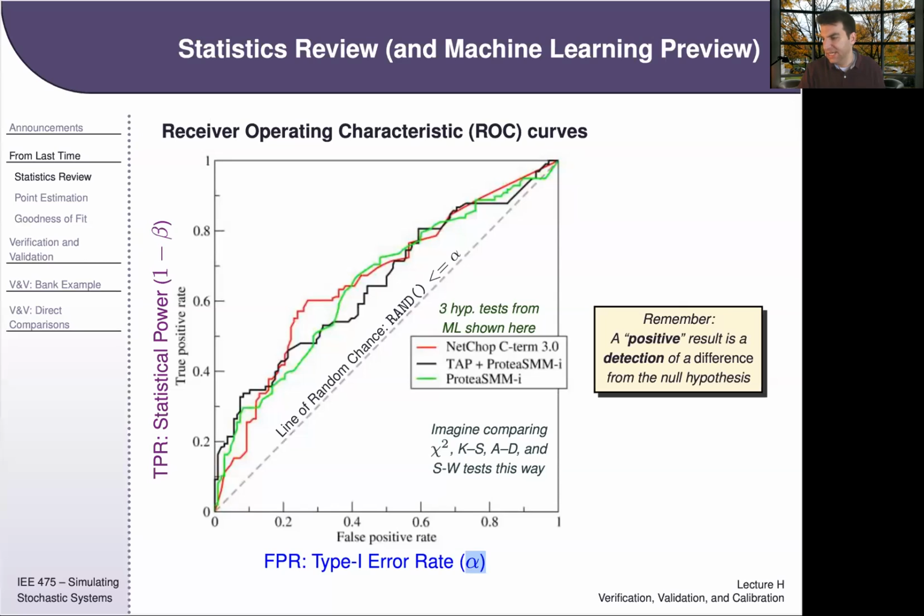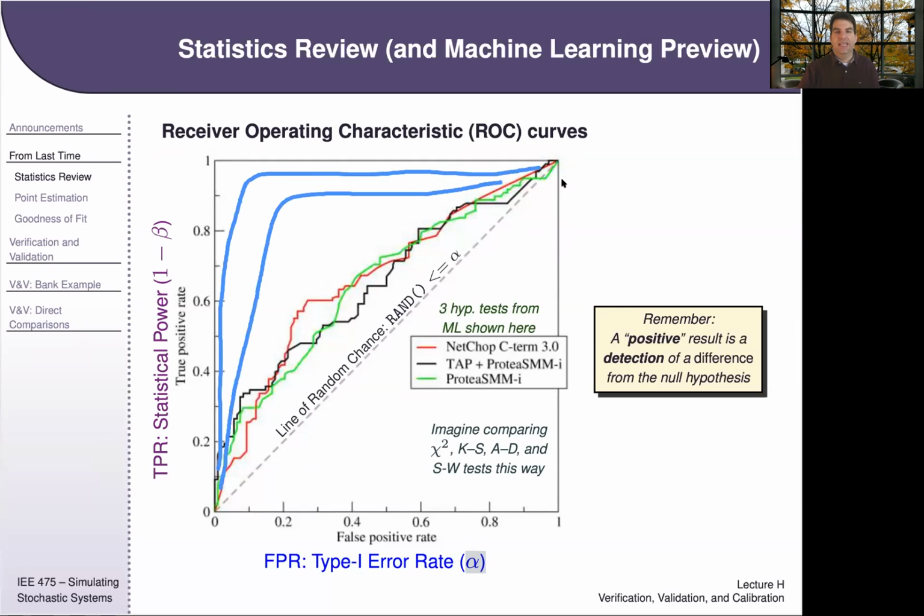If I were to annotate, a really good statistical test would be very peaky here, would go up very high, and it would look something like that. But real statistical tests aren't that good. They're usually somewhere in between down here, like these 3 statistical tests that happen to be shown here.